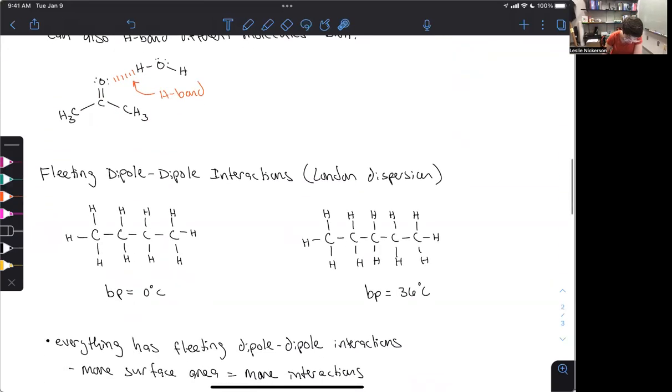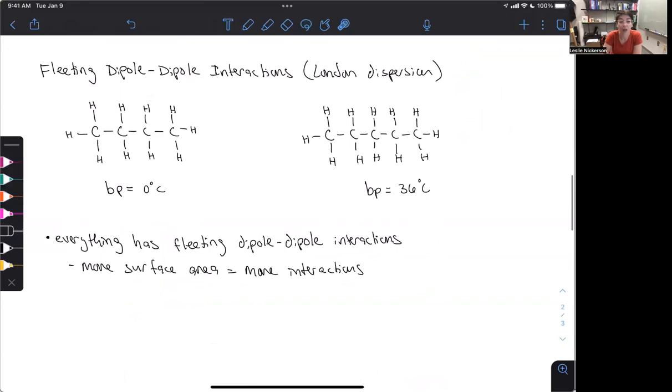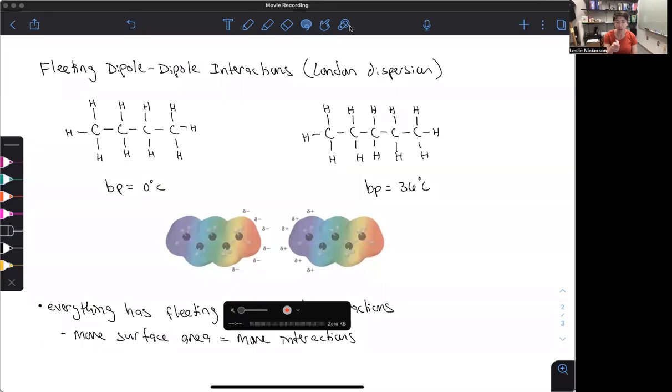So then our last intermolecular force that we're going to talk about is the fleeting dipole-dipole interactions. And I just realized I meant to get a picture in here. I'm going to pause real quick and add that in. All right, I got the picture in that I wanted.